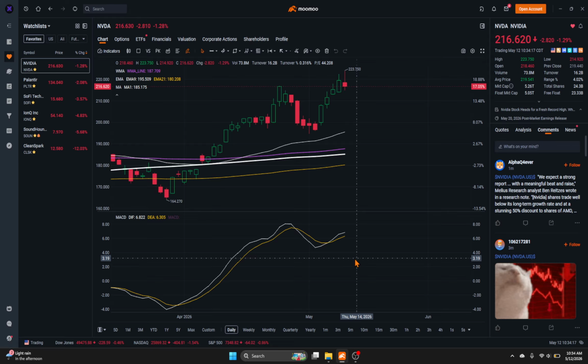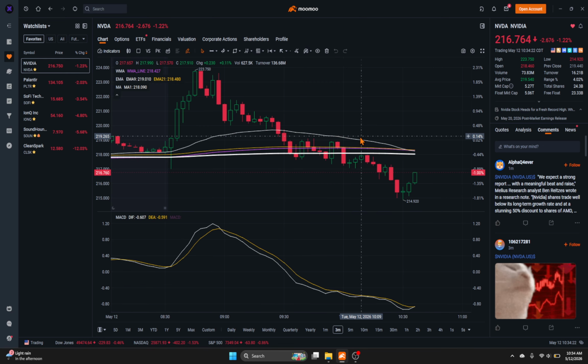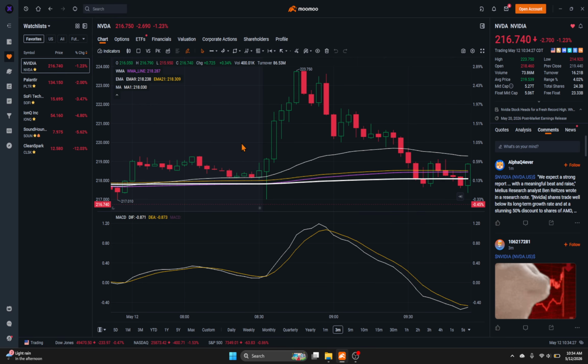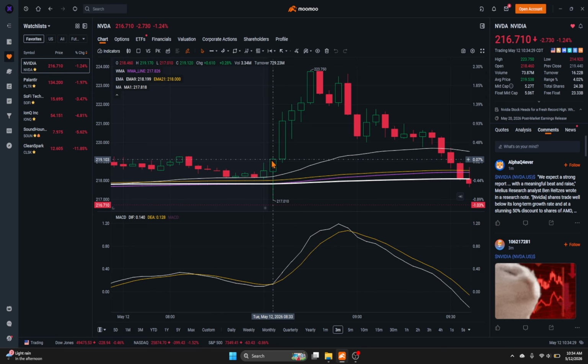Now, the professional way to do this is you go to the 3-minute time frame. Right? The first thing you want to do is look at that first candle that prints at market open on the 3-minute time frame. It takes 3 minutes for one candle to finish printing. And that candle is either going to print a red candle at open or it's going to print a green candle.